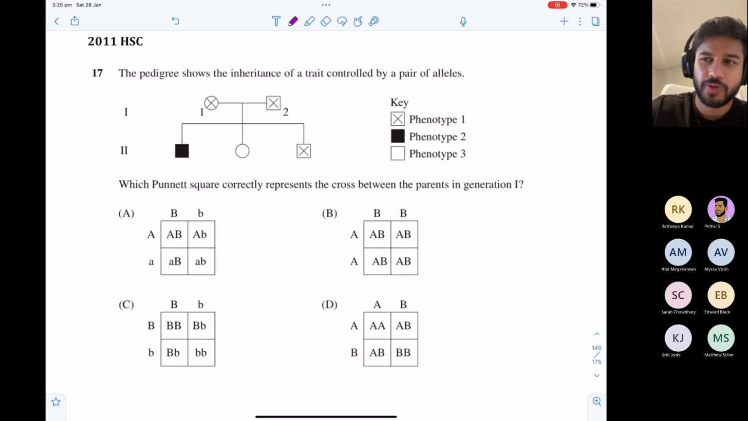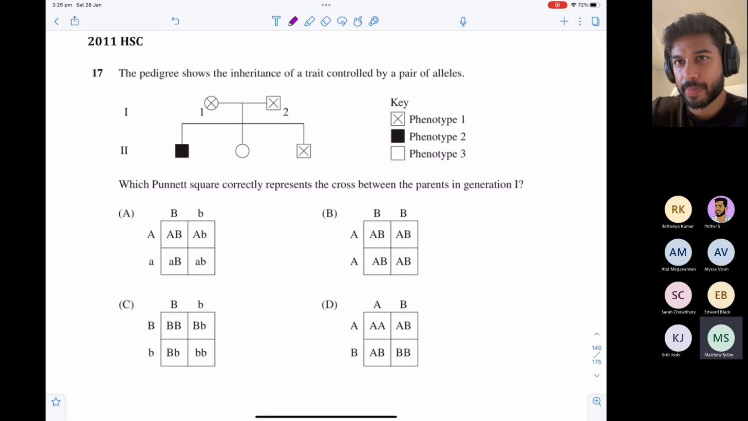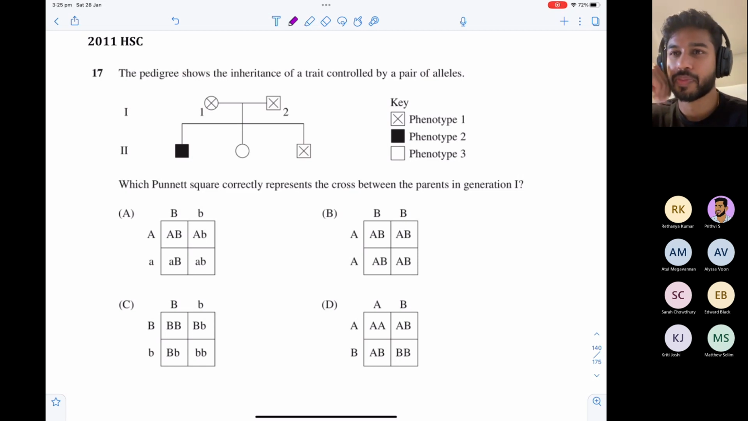All right, Matthew, what have you cancelled out so far? Any options here that don't look right to you? I feel like B doesn't look right. Okay, B doesn't look right. Why doesn't B look right? I just don't know. Just the phenotype. It's not based on the Punnett square. It's just on the phenotype. I don't think so. I don't know. Okay. Let's go to Sarah.